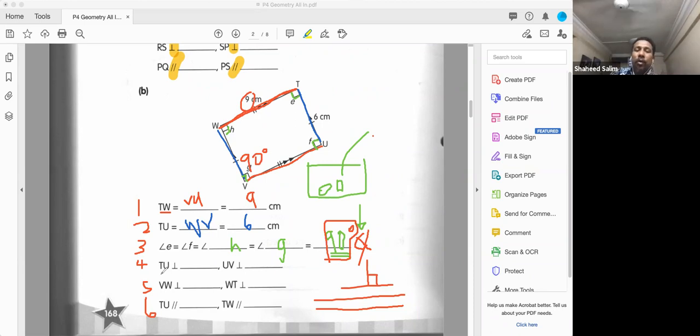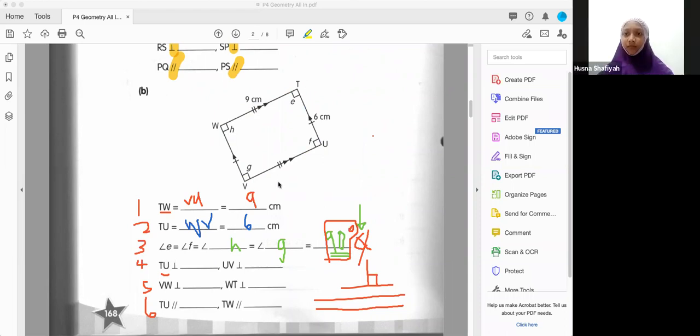Now we're gonna ask Mr. Putra. TU is perpendicular to what? Here, 5 seconds, 4 seconds, 3 seconds, 2 seconds, 1 second. TU. Okay, we give him another try. He's just looking. I'm looking at Putra. He's looking like that. Okay, Putra.